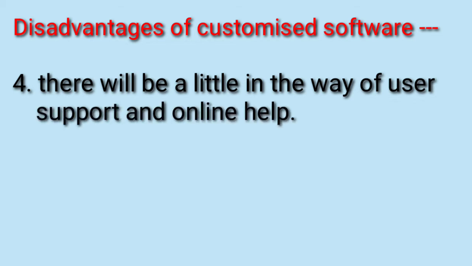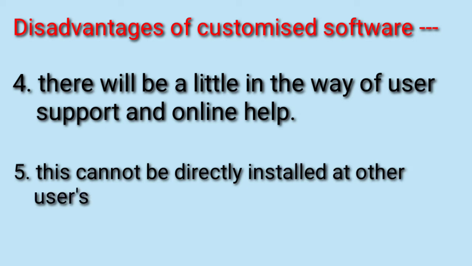So if you want user support and online help, you may not get it every time. It is more efficient if you purchase software from the market which is already available, because they give 24/7 assistance to the user, since the software is spread and used all over the world by everyone. However, customized software is only being used by you, so you may lack user support and the online help.